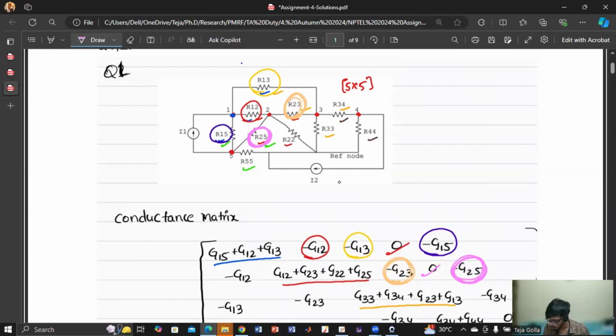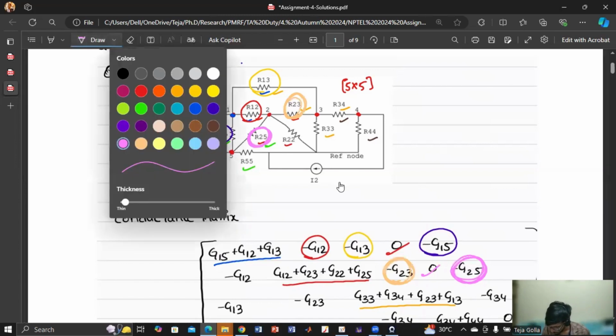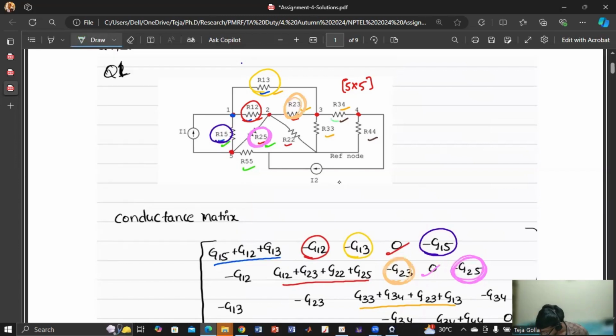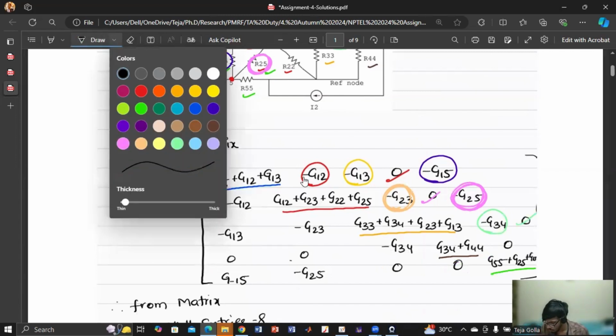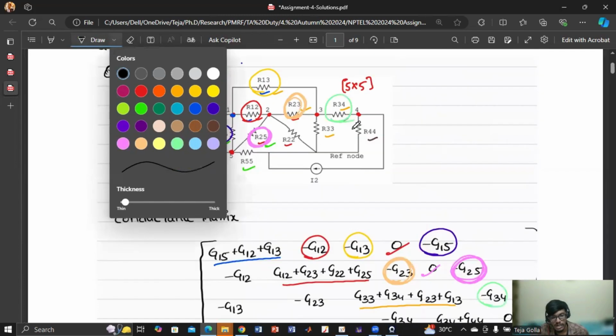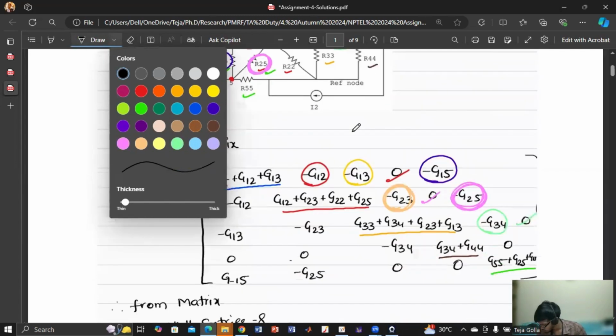Now if I go to node 3, between node 3 and node 4, I have R34. So that's why I got minus G34. Between node 3 and node 5, there is no such resistor connected. So it is 0. Now the final one, node 4 and node 5, is there any resistance connected? Nope. So that's why it is also 0.